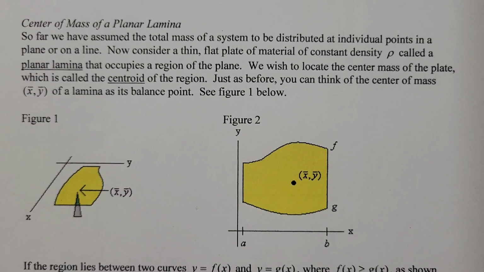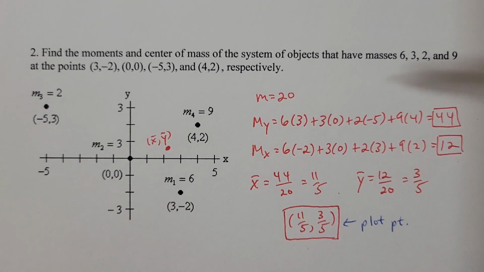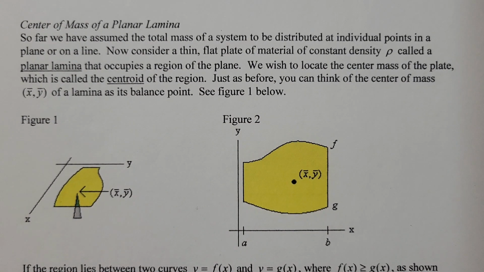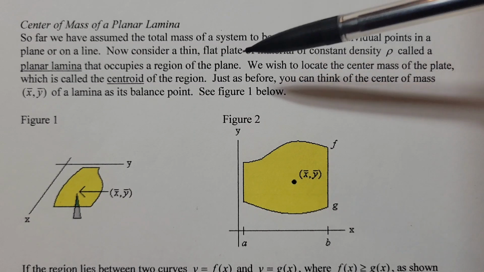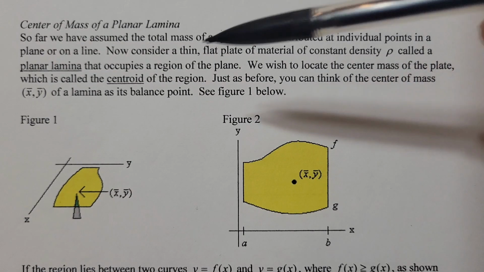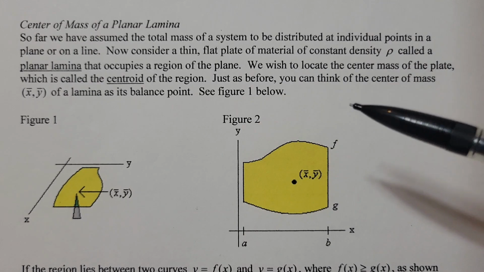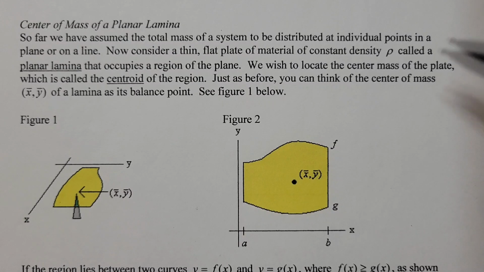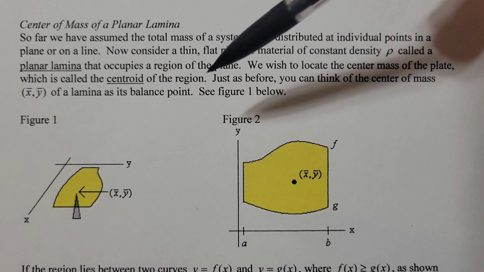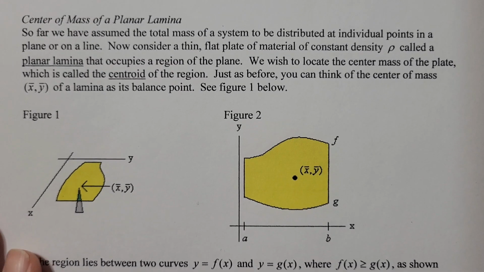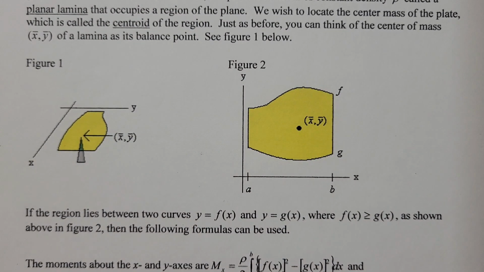Now, what we're going to focus on. So far I talked about a one-dimensional system and a two-dimensional system. Now, what if you want to look at a thin, flat plate of material of constant density rho, called a planar lamina, that occupies a region on the plane? We wish to locate the center of mass of the plate, which is called the centroid of the region. And just as before, you can think of the center of mass, x bar, y bar, of a lamina as the balance point, the point that would balance it if you were to put it on a scale. Figure 1 is kind of showing that.